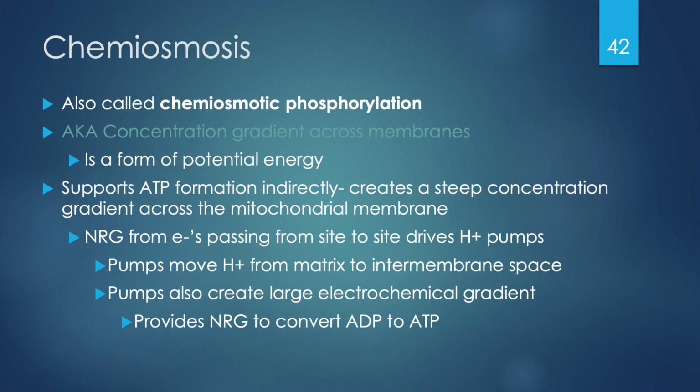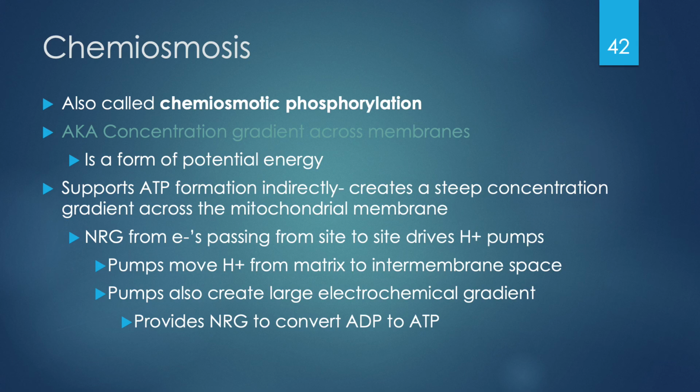Chemiosmosis is also called chemiosmotic phosphorylation. Really, all this is creating a concentration gradient across membranes, so this is a form of potential energy. We have both a chemical component and an osmotic component. So it's going to support ATP formation indirectly. It doesn't cause it. This is not an enzyme.